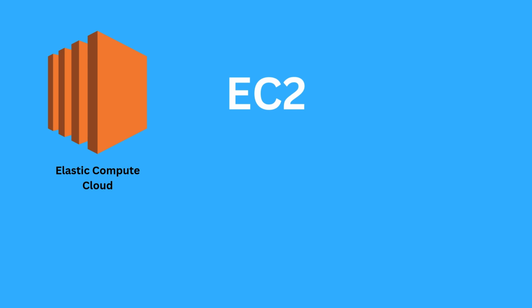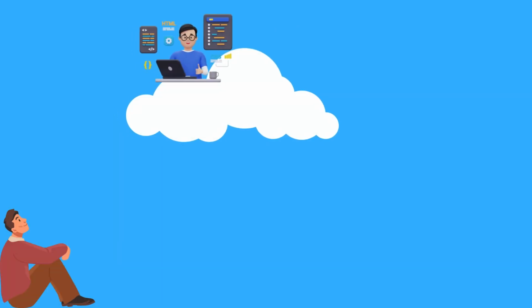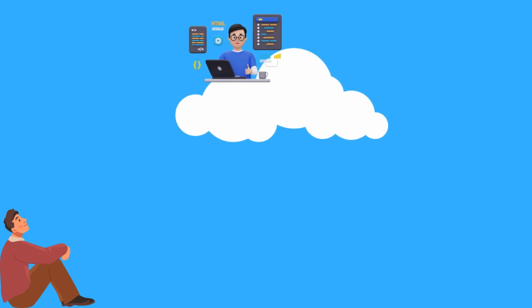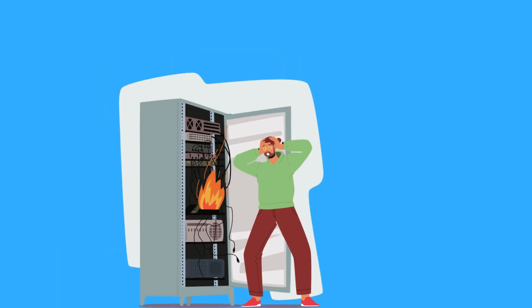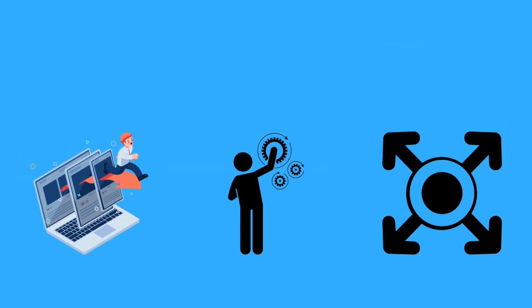First up is Amazon EC2, which stands for Elastic Compute Cloud. EC2 is essentially the backbone of cloud computing on AWS. Think of EC2 as a virtual server in the cloud, where you can run applications just like you would on a physical server, but with far more flexibility. With EC2, you don't have to worry about the underlying hardware. AWS takes care of that for you. Instead, you can focus on running your applications, configuring your environment, and scaling as needed.